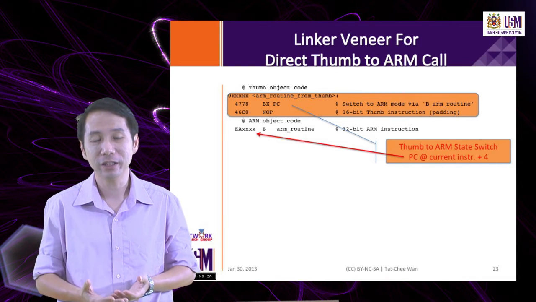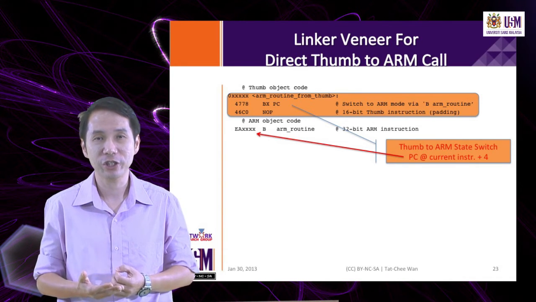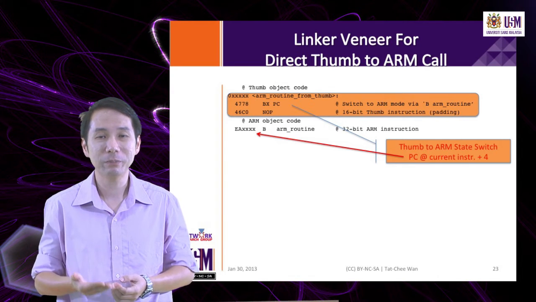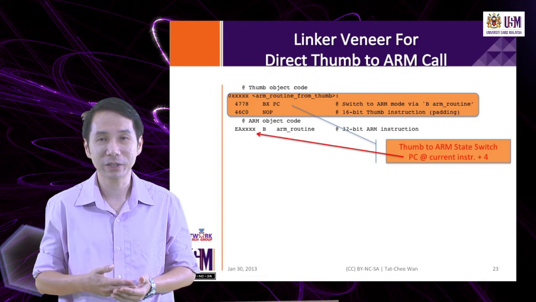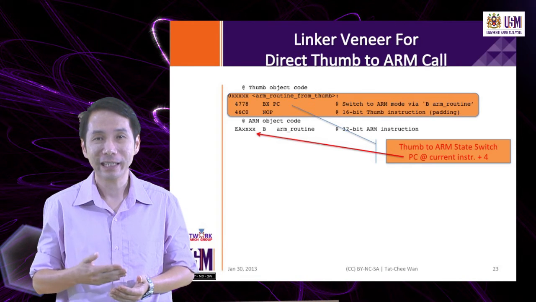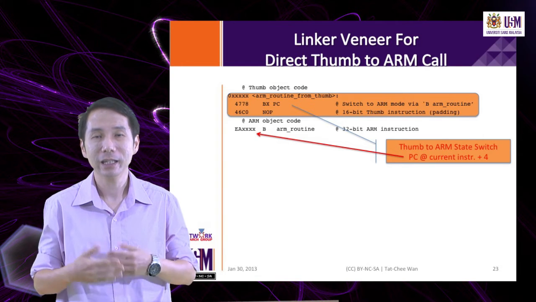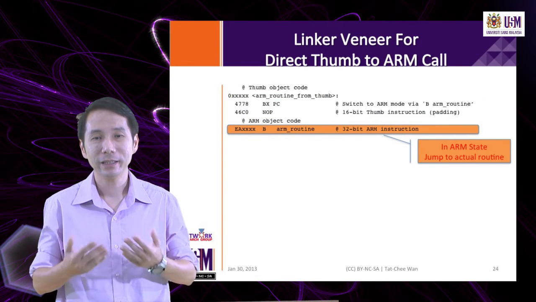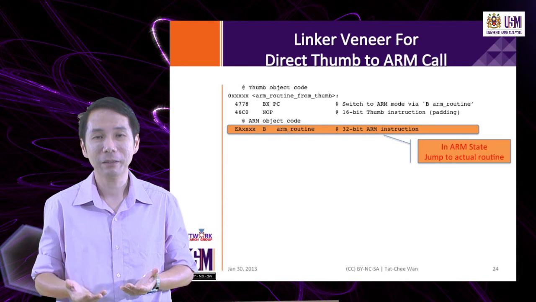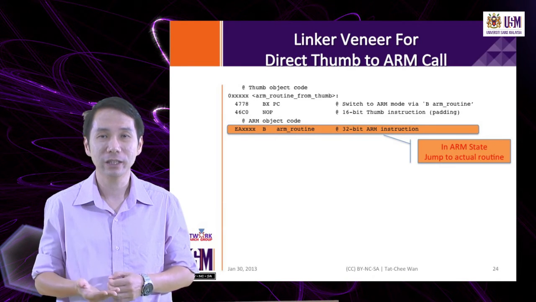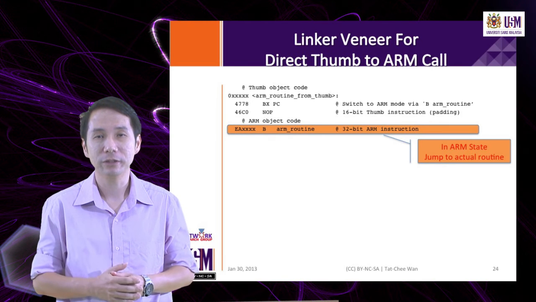In this veneer, the first instruction is a branch and exchange PC instruction. This retrieves the address which is given by PC plus 4, which is 2 instructions away in thumb state, and uses that to execute the next instruction at that location in ARM state. In that location, there is an ARM branch instruction which allows us to branch to the ARM routine that we wanted to call initially. So this has been done automatically in order to allow us to perform the interworking call.